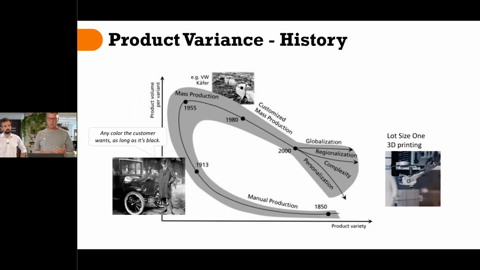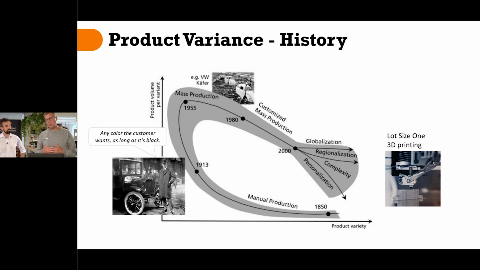And if we take a step back in history, how product variants have changed over industrialization. Before industrialization and manual industrial production, each product was actually handcrafted and handmade, which meant that every product variant that was produced was unique. There was only one copy of that because everything was handcrafted.